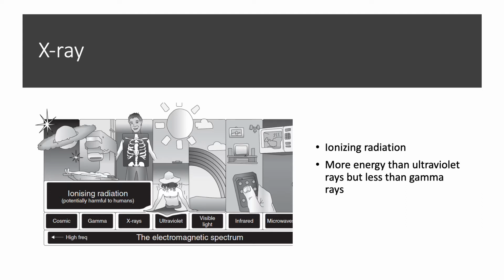X-rays are produced by focusing a high-energy beam of electrons onto a tungsten target. If the electron has enough energy, it can knock out another electron from the inner shell of a tungsten atom. As a result, electrons from higher energy levels then fill up this vacancy and X-rays are emitted.